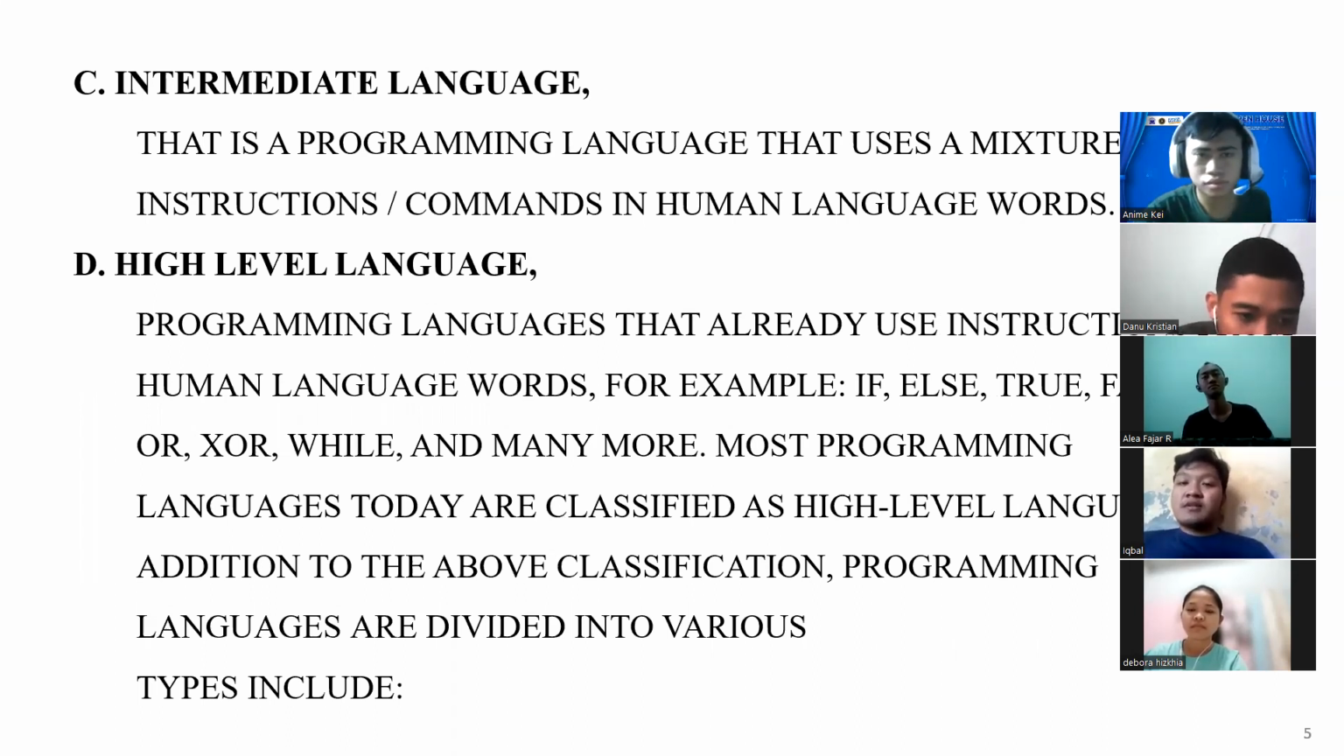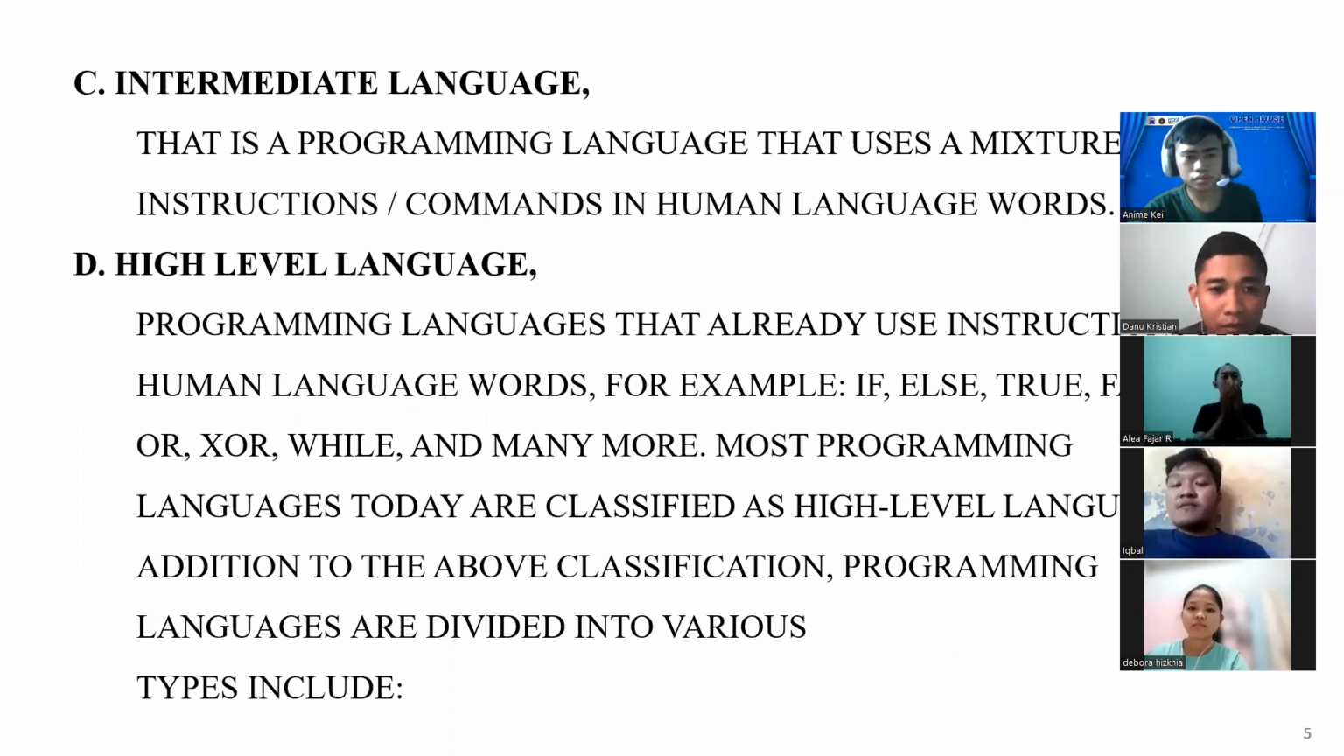Intermediate language, that is a programming language that uses a mixture of instruction commands in human language words. The high level language is a programming language that already uses instructions from human language words, for example, if, else, true, false, and, or, and many more. Most programming languages today are classified as high-level languages.